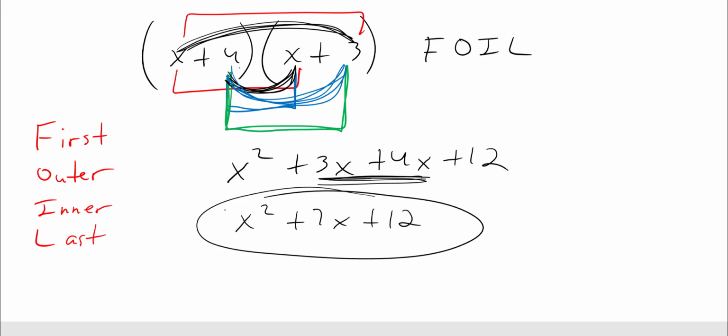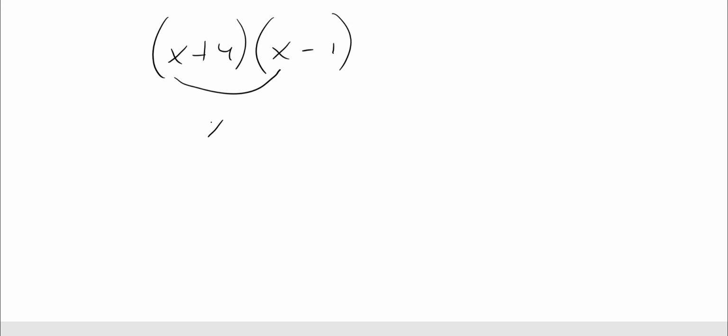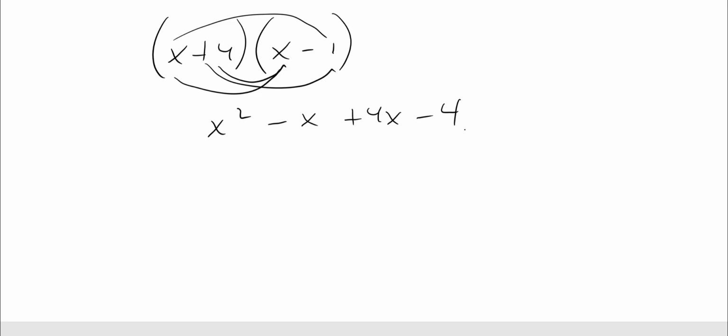Okay? All right, so let's try a couple more here because it really isn't that bad. But you got to remember FOIL. Okay, so what if I said x plus 4 times x minus 1? So again, you're going to do FOIL first, x squared, outer, minus 1x, inner, plus 4x, and last, minus 4. Okay? And then you combine like terms. So you're going to get x squared plus 3x, because 4x minus 1x is 3x, minus 4.